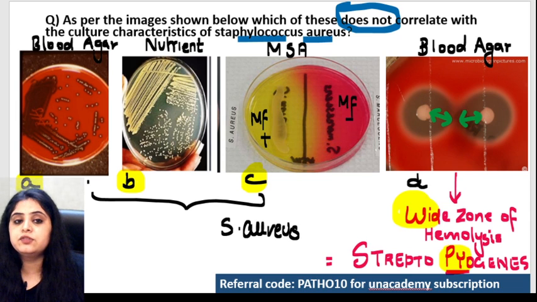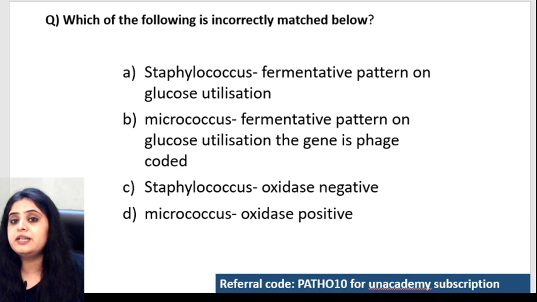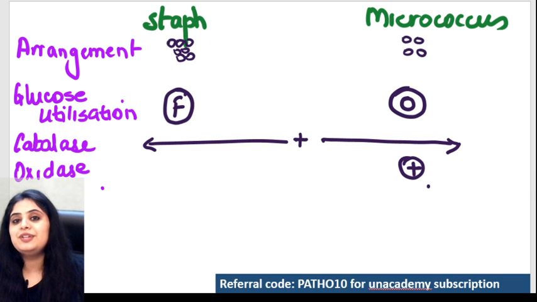Okay, having done with this question as well, now let's move on to the next. Which of the following below is incorrectly matched? So if I read through quickly, I've got options of staph and Micrococcus. You have to tell me which of these is incorrectly matched, which shows a fermentative pattern and which shows an oxidative pattern. So first what I'm going to do is I'm going to read.